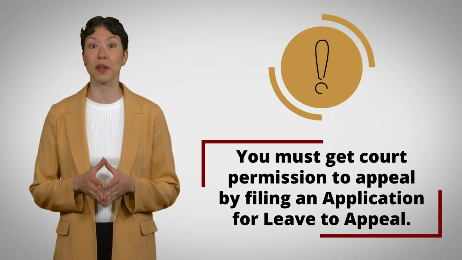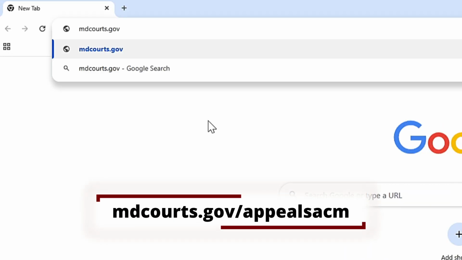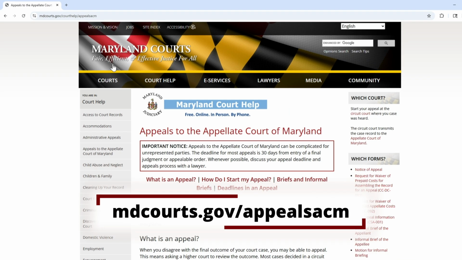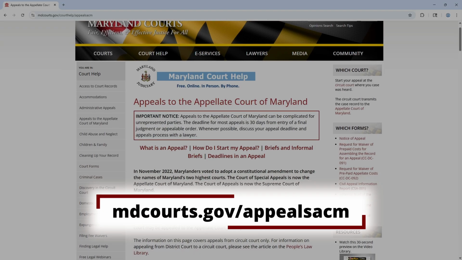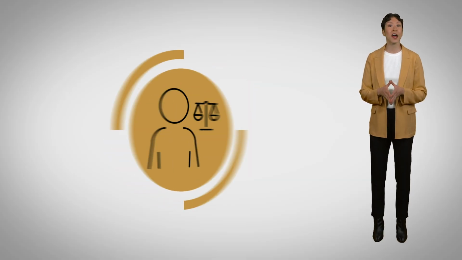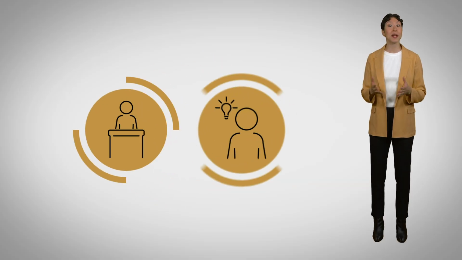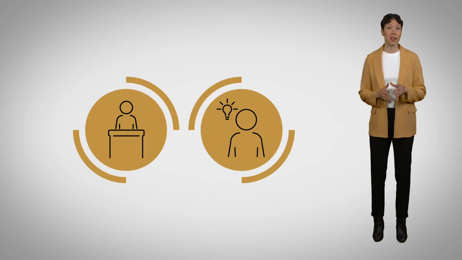In some cases, you must get court permission to appeal by filing an application for leave to appeal. To check if this applies to your case, visit mdcourts.gov/appeals-ACM. Please keep in mind, appeals can be very complicated. Whenever possible, hire a lawyer to represent you. If you represent yourself, there are many things you need to understand. Let me explain how the process works.